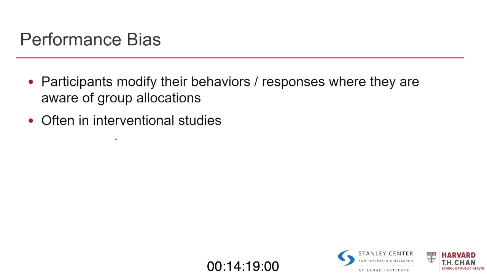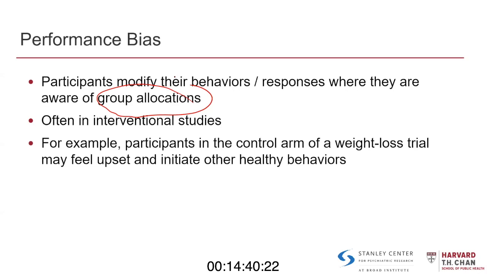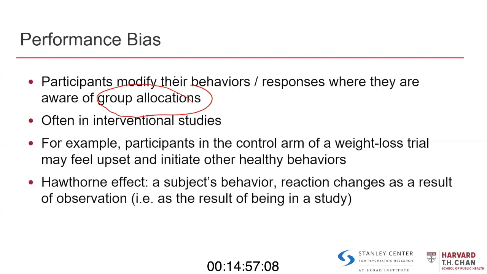Another type of bias that we see in information bias is performance bias, where participants may modify their behavior or responses because they are aware of the group allocation. So this is when study personnel or participants modify their behavior. Oftentimes, this is seen in intervention studies. For example, participants in a control arm of a weight loss trial may feel upset that they are not losing weight, and they could initiate other healthy behaviors, even if it's not part of your research protocol.